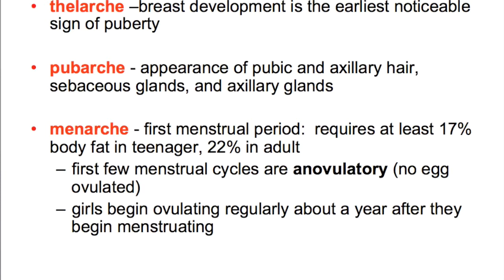The first few cycles, usually there's no egg that's ovulated, so they're considered anovulatory, right? You add an A in front of the word, and it usually means none or no or some sort of negative, okay? Anovulatory. It is not ovulating an egg, right? Your body's just kind of going through the motions, getting ready. I'm sorry, usually after about a year is when they begin ovulating during menstruation, okay?